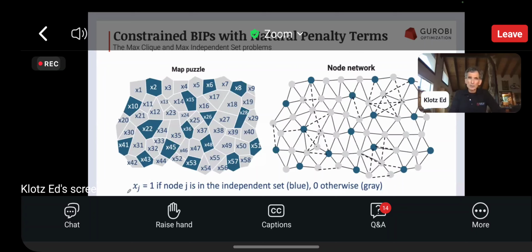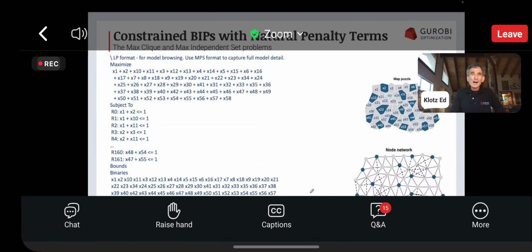So now, again, our formulation is going to be that we're going to have binaries that are going to be 1 if a node or a region is in the independent set, 0 otherwise. It turns out that it doesn't matter in terms of the optimal solution which way you interpret a common boundary. But anyways, we've got this picture. We've got 58 nodes. We've got the edge set.